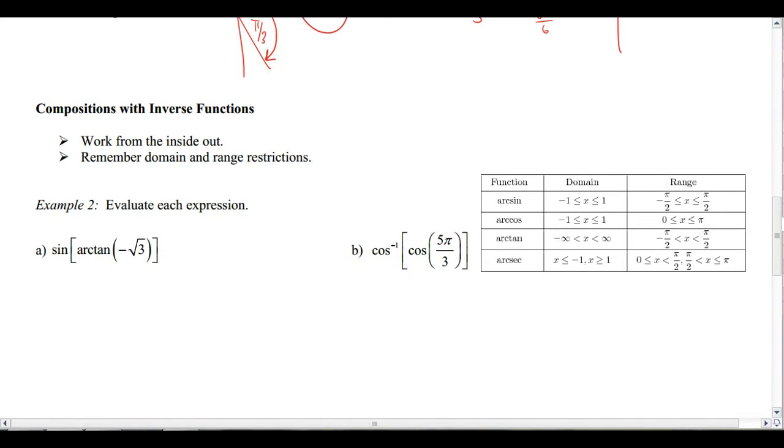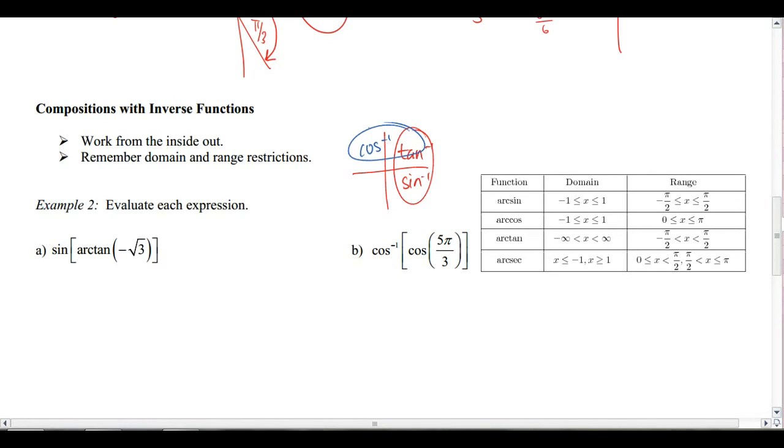All right, great job. And now let's move on to example 2. We're going to talk about compositions with inverse functions. So my big hint here: work from the inside out. And remember, if you're doing any arc anything, keep in mind the restrictions. Again, cosine is in quadrants 1 and 2, and tangent and sine are in quadrants 1 and 4. So keep those in mind, because they're going to rear their ugly heads probably in this example somewhere.